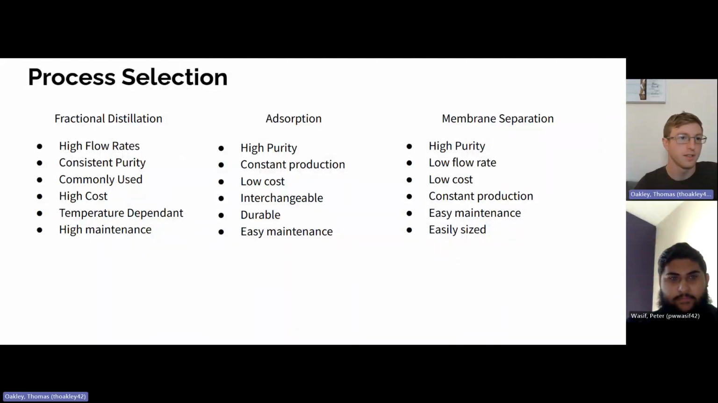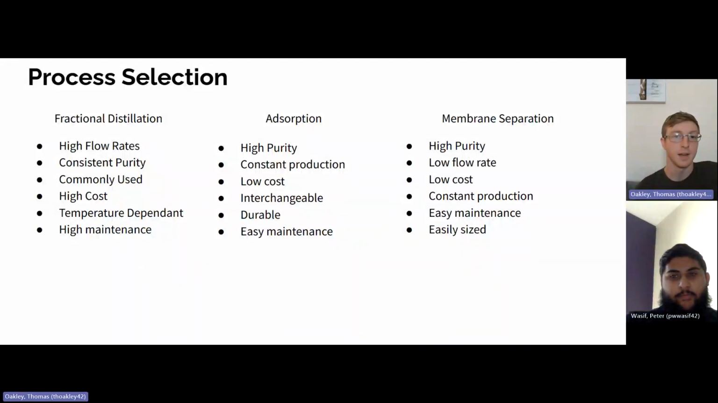Now, selecting the process. Picking between the three: fractional distillation, adsorption, and membrane separation. First off, we look at the purity. All three of these have fairly high purity. Fractional distillation can produce the largest quantity at a consistent purity. It is the most commonly used in industry. However, it is more expensive, has a higher amount of maintenance, and is very sensitive to temperature.